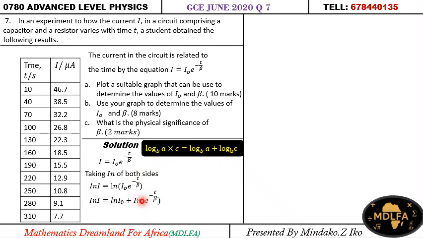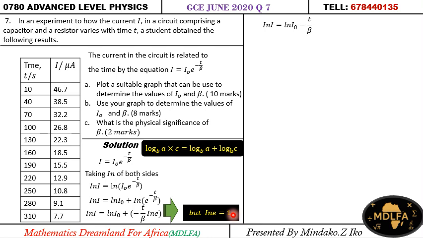So if we decide to expand this bracket, we are going to have ln e exponential negative t over beta. But we know that ln e is just equal to 1. So at the end of the day, we are going to have ln I being equal to ln I naught plus negative t over beta and then ln e. And we know that our ln e is just equal to 1.